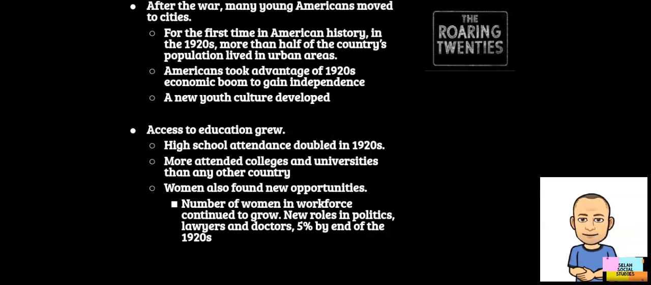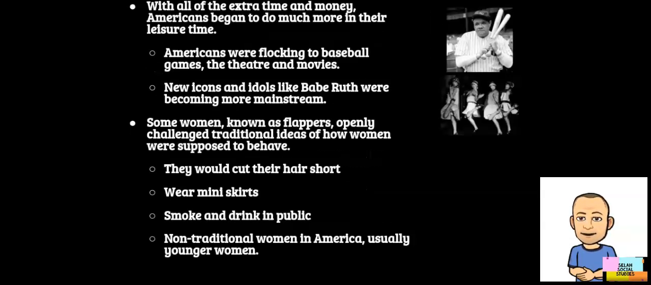So with all that time and extra money that many Americans had during this time, they had a lot of leisure time. So what were people doing? They were flocking to baseball games, movies, and the theater. Slapstick comedies featuring Charlie Chaplin flashed across the screens, and the first picture with sound premiered in 1927. Walt Disney introduced the world to Mickey Mouse the following year when he released Steamboat Willie. And by the end of the decade, over 100 million viewers attended movies each week, more than the number of weekly churchgoers. New icons like baseball phenom Babe Ruth became more mainstream than ever.